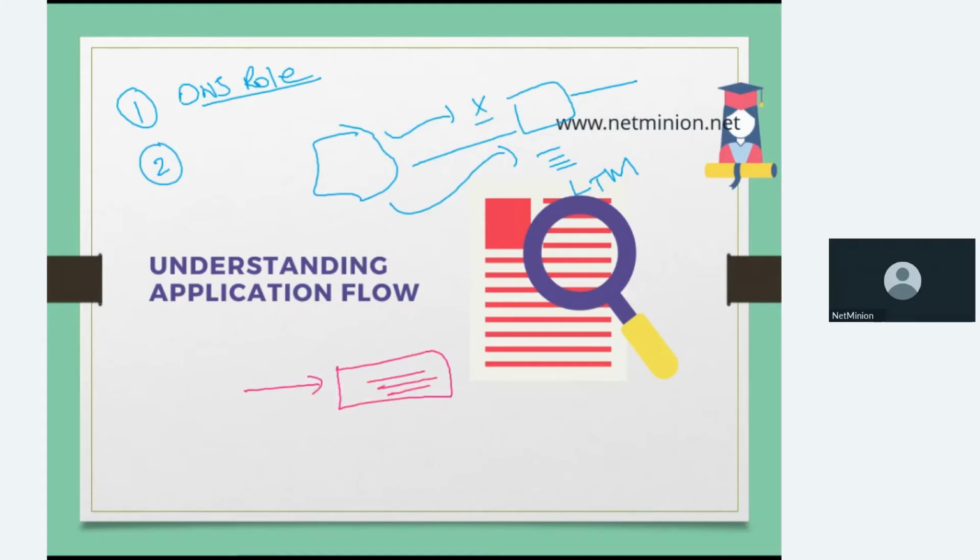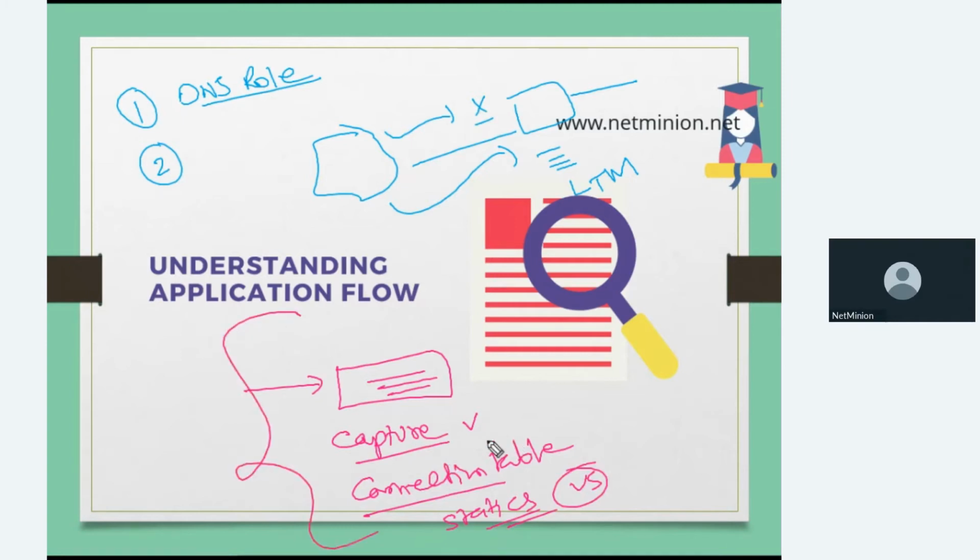How can I check? You can take a capture on the LTM from the client IP and see if it's hitting. We can check the session table, the connection table. And if everybody has the problem, we can check the statistics of the virtual server. A lot of ways are there. These are your troubleshooting approaches that need to be followed when it comes to troubleshooting.